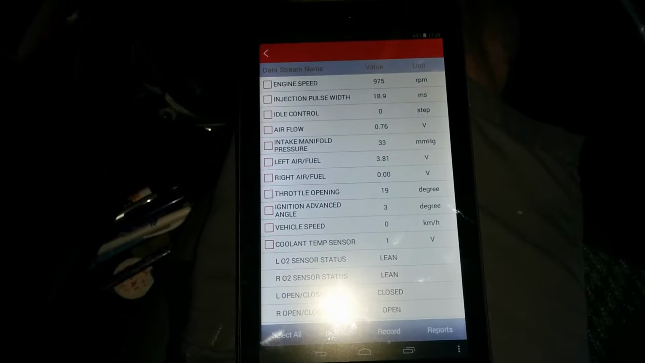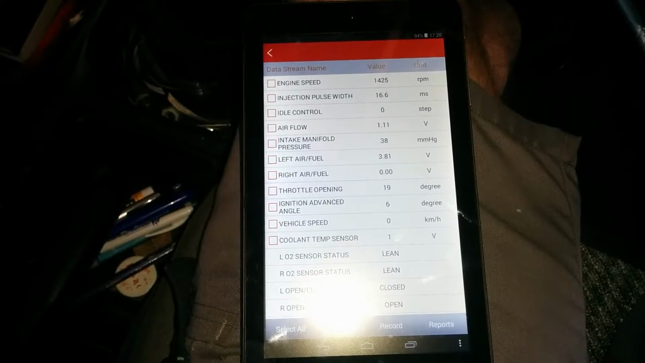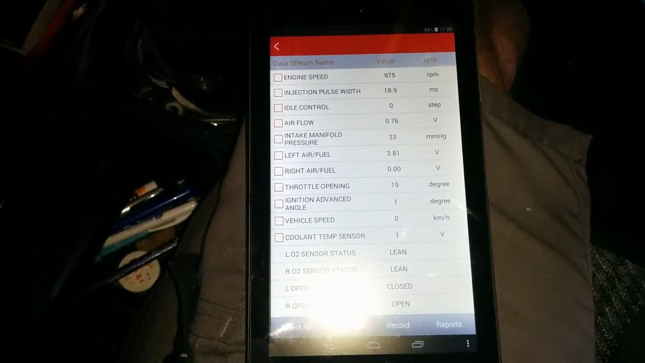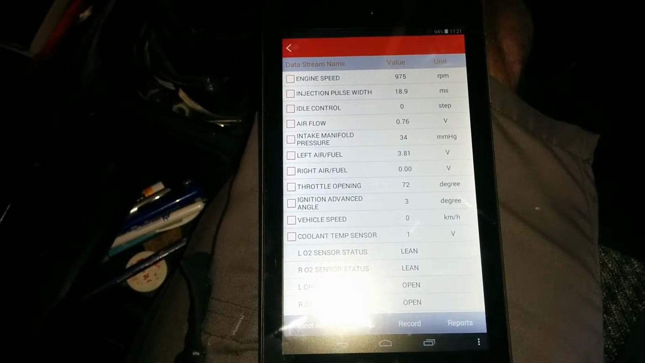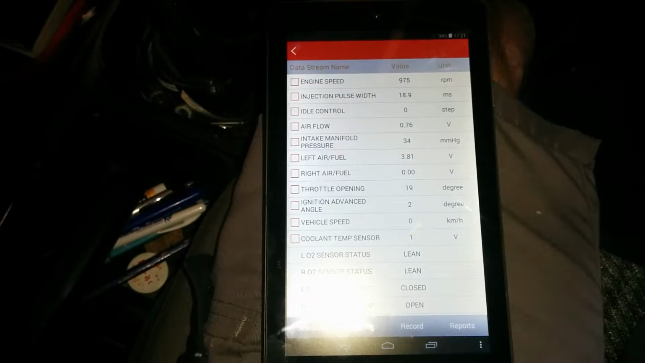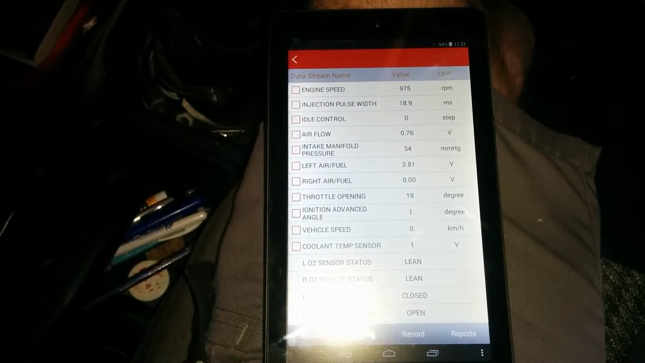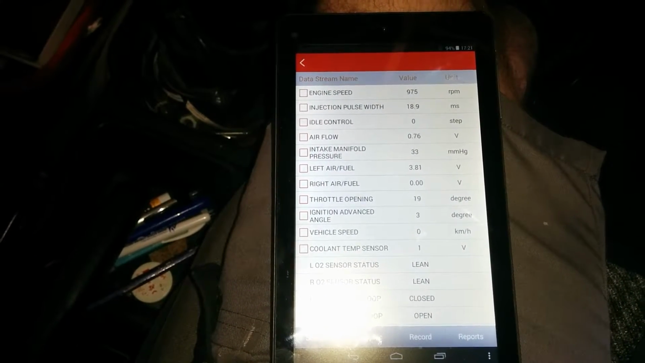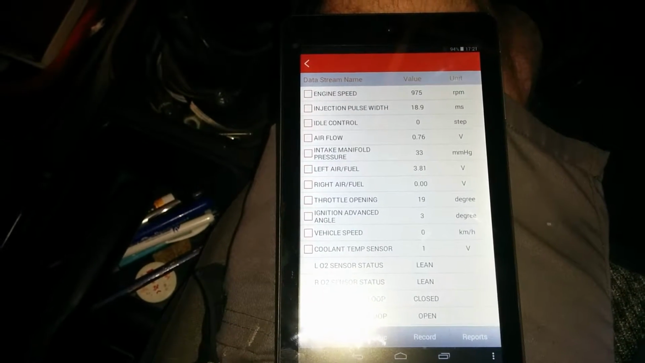975 speed. No, it's not. Yep, it is live. So ignition advance 6 degrees, throttle opening 19 degrees, 72 degrees. Intake manifold pressure 37. Airflow 0.76 volts. That must be from the absolute manifold pressure sensor. So the sensors are all working. If one of them is lying, I don't know.